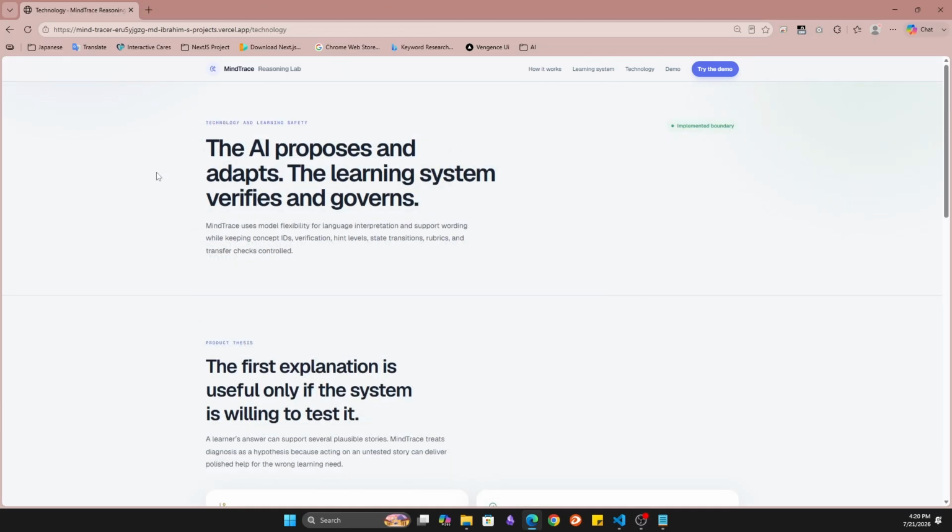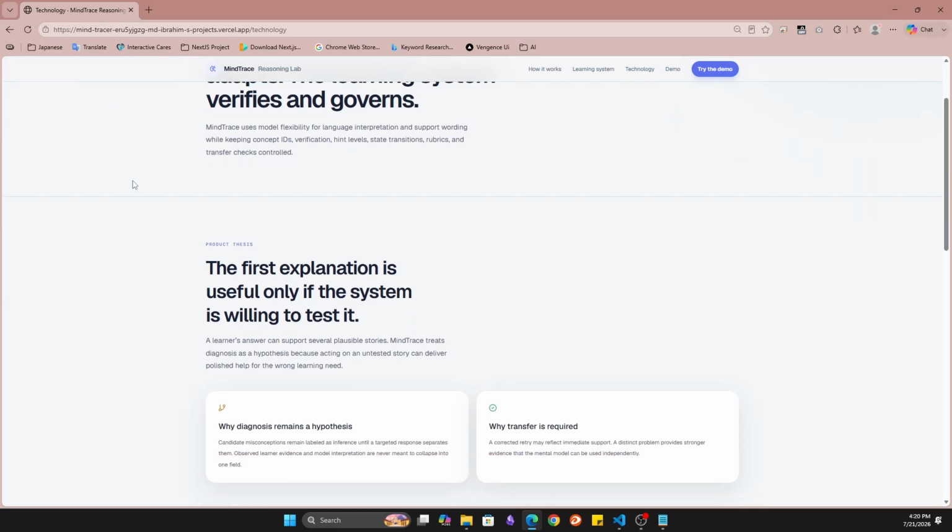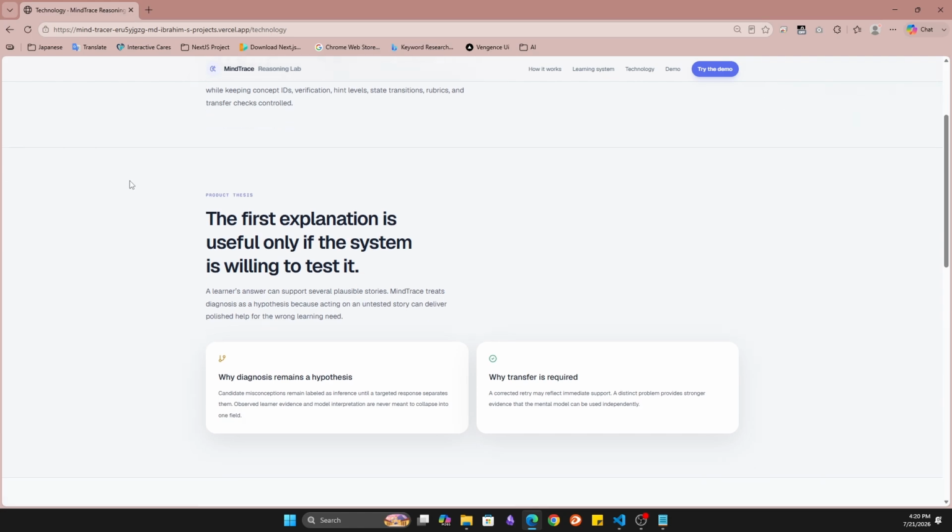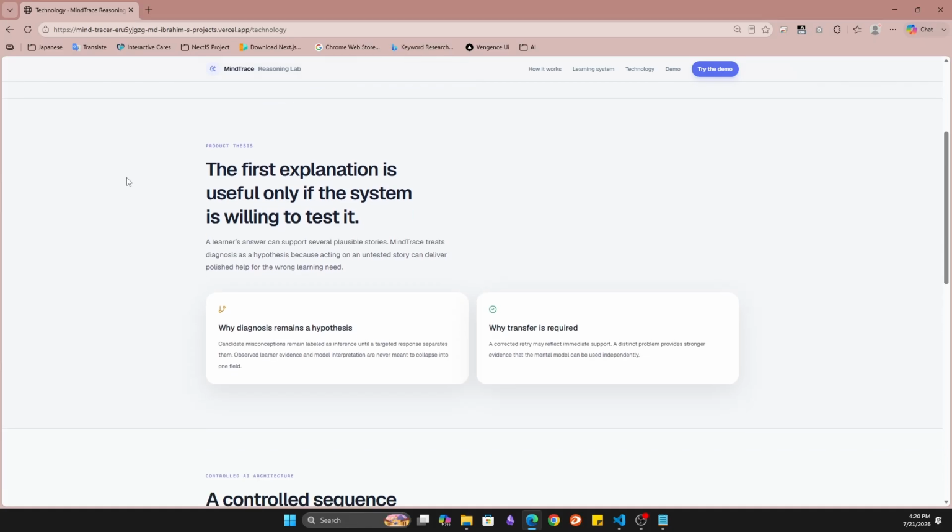This page explains the architecture. MindTrace uses AI flexibility for language understanding and support wording, but the learning system controls the important boundaries: concept IDs, verification, hint levels, retry analysis, rubrics, and transfer checks. That means the model can propose, but the product still verifies and governs the learning flow.